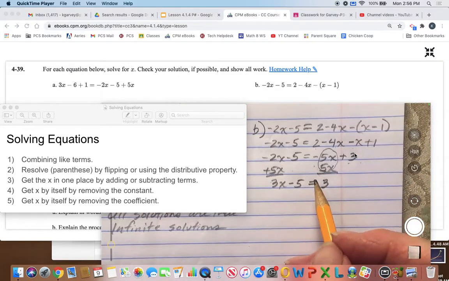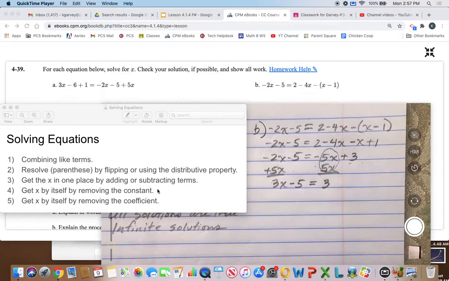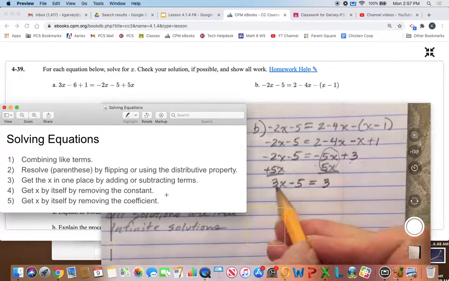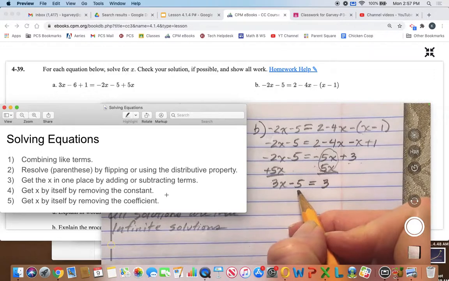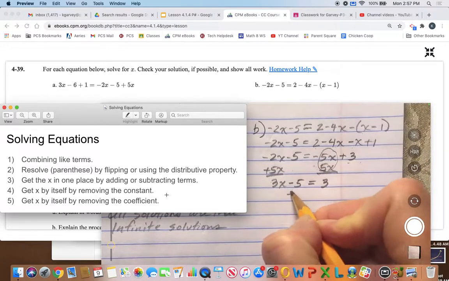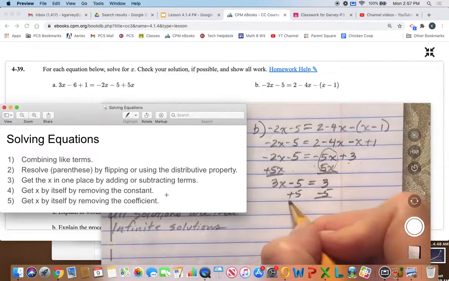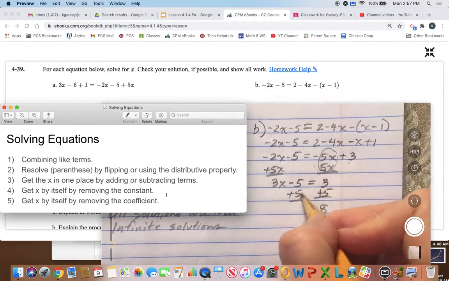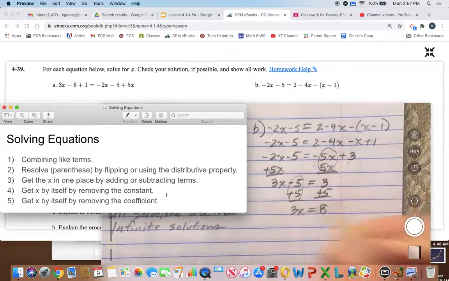All right, so the next thing that we might want to do is get x by itself by removing the constant, which is with it, and this is the constant. Remember, a constant is just a number by itself. So we'll add positive 5 to both sides, and when we do that, we get an 8 on this side. This zeroes out, and what we have on the left is 3x.